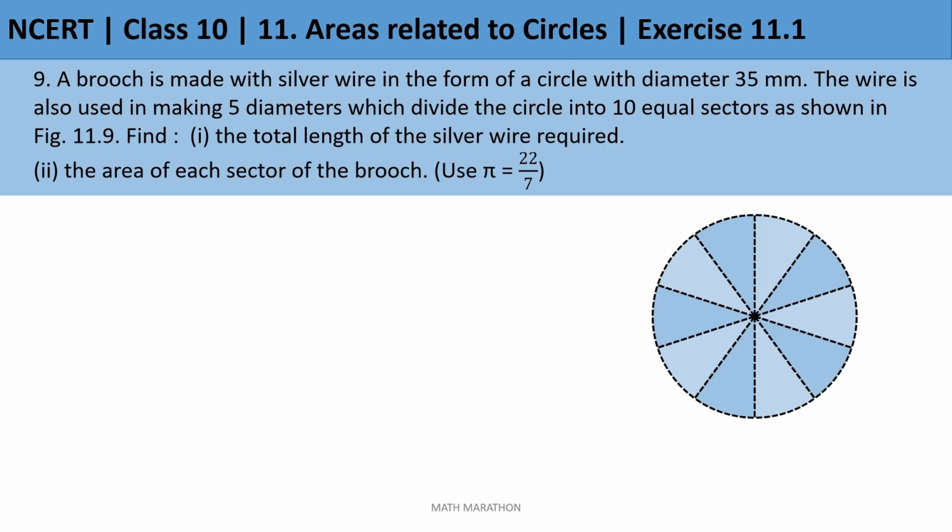A brooch is made with silver wire in the form of a circle with diameter 35 mm.